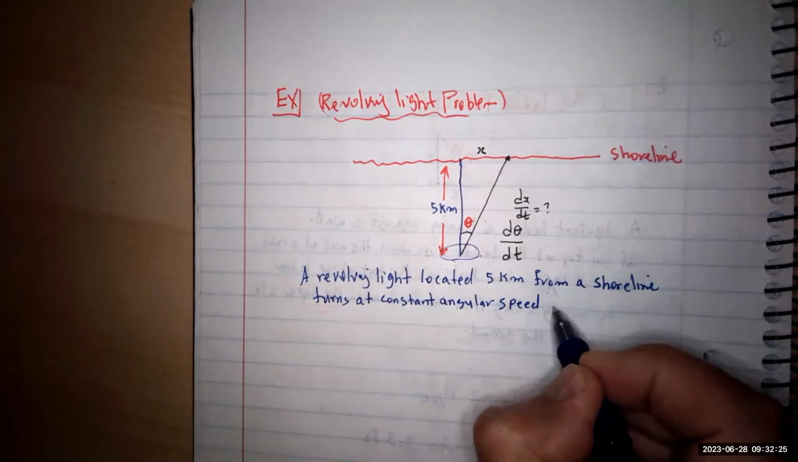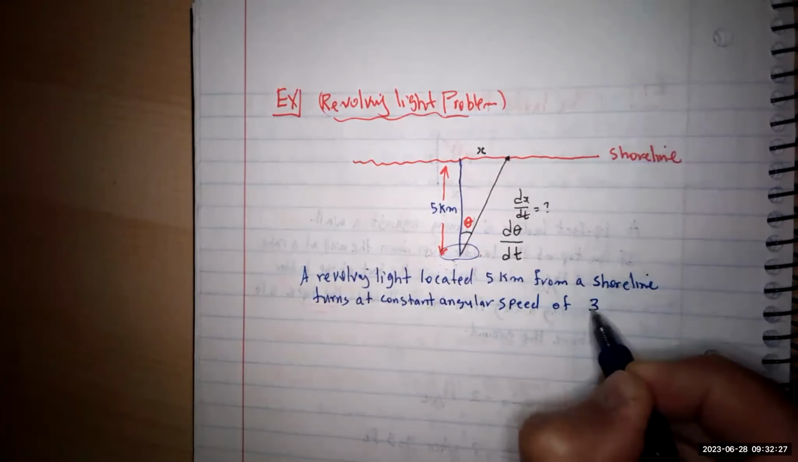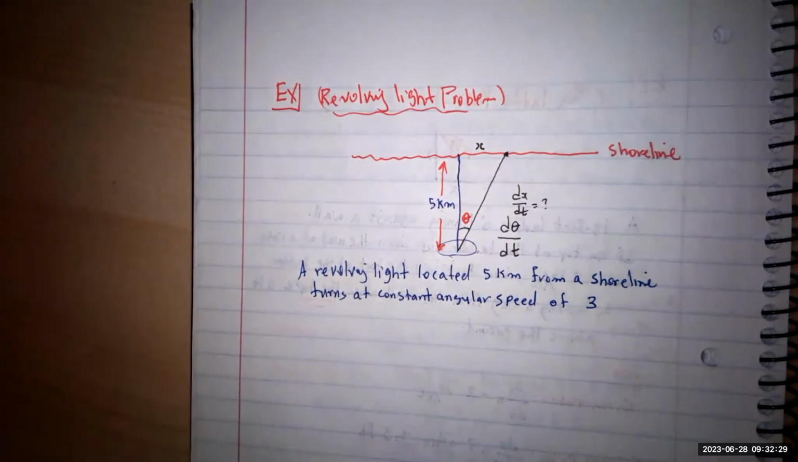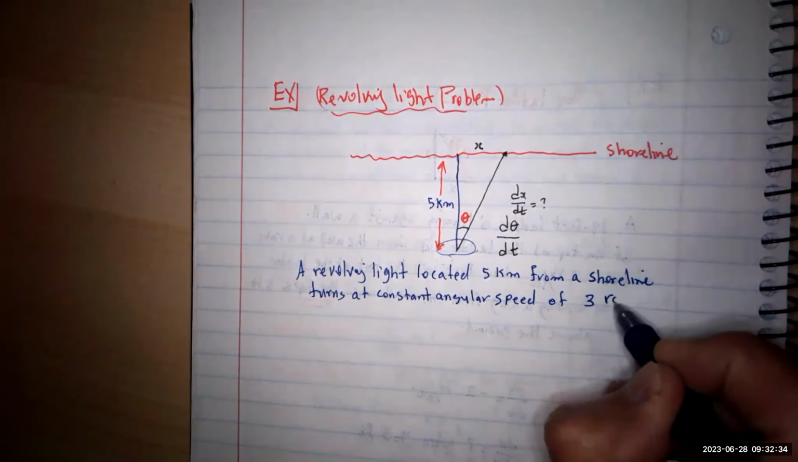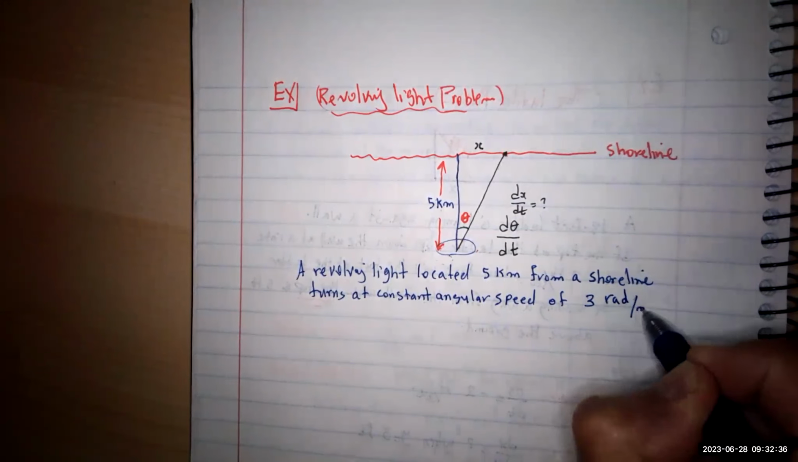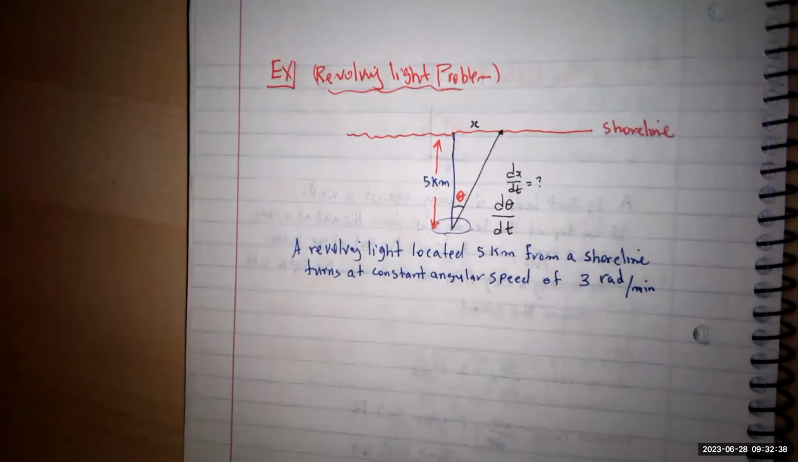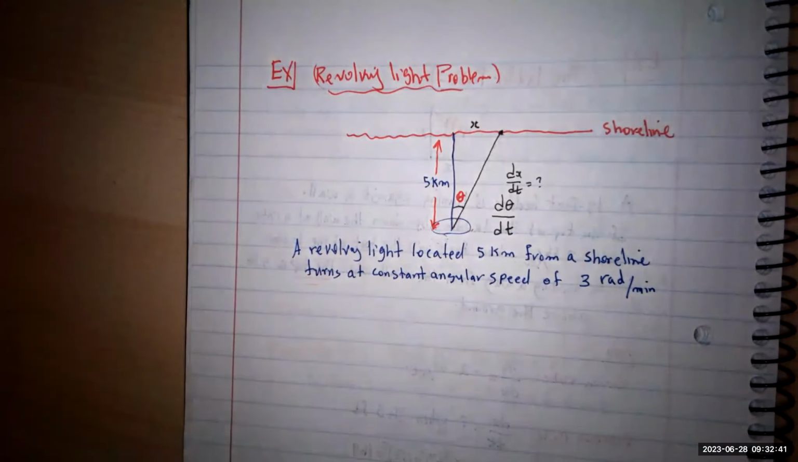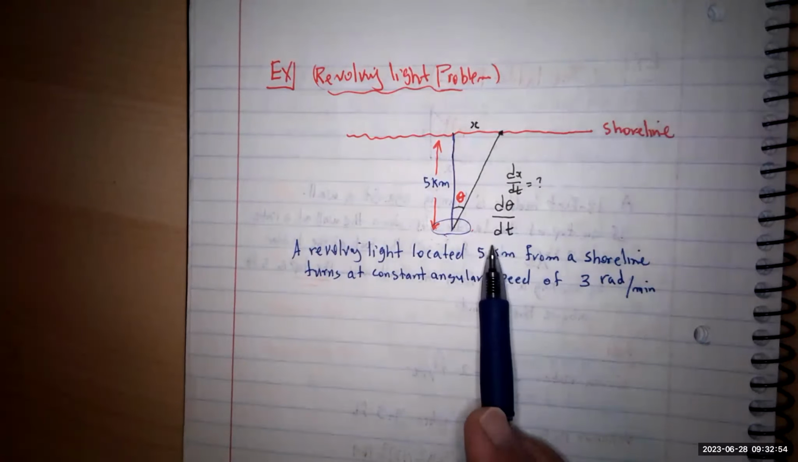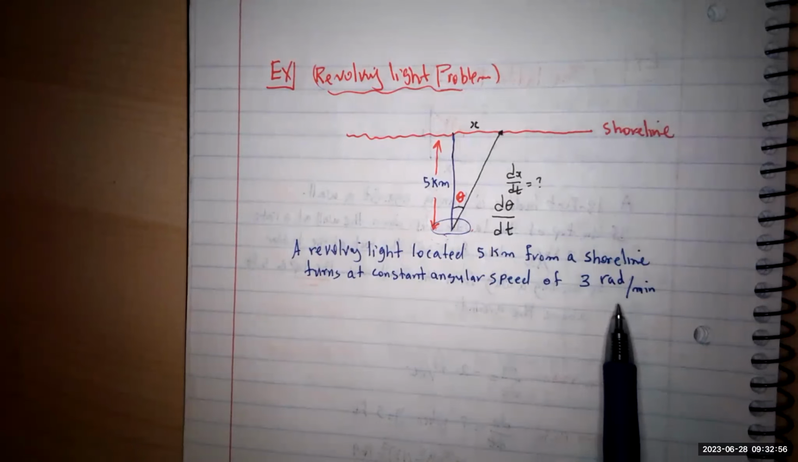A speed of 3. Since it is going around the circle, it's going to be radians per minute in this case. Okay, that's the measurement for the angular velocity that we have. So the revolving light is 5 kilometers from the shore and turning at a constant angular velocity of 3 radians per minute. This means dθ/dt is simply given to us. It's equal to 3.